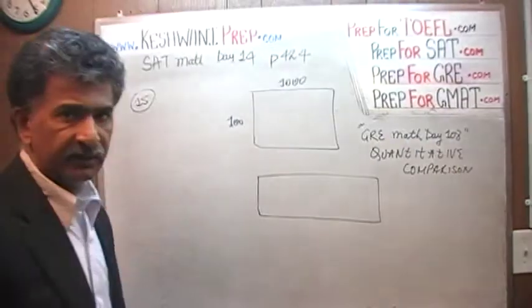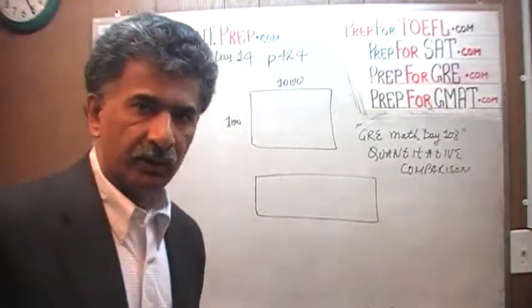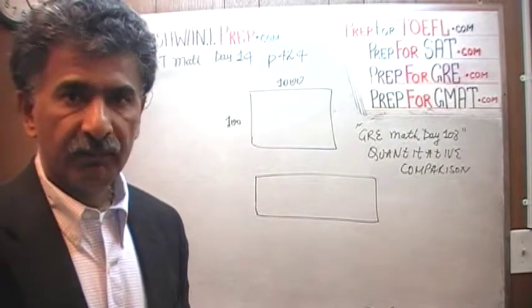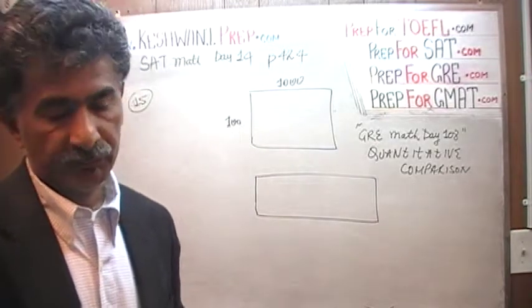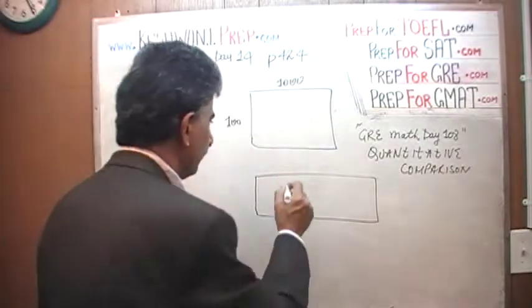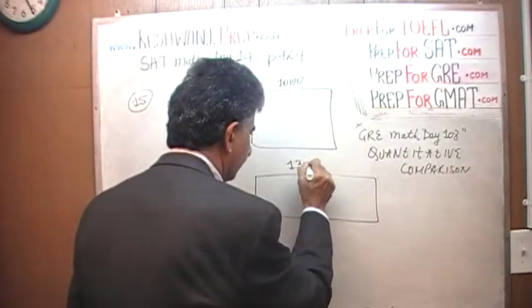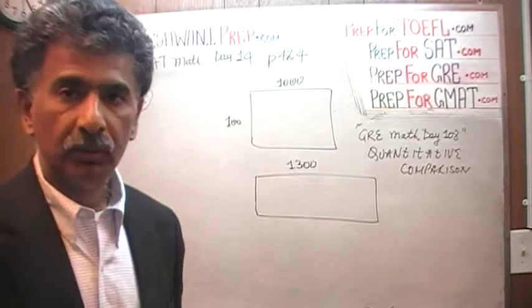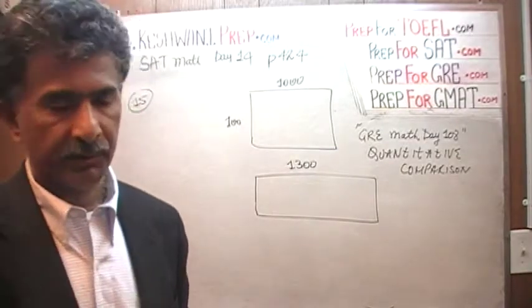what is 30% of 1000? 30% of 100 is 30, 30% of 1000 is 300, 10% of 1000 is 100, because it's 1/10 of 1000. Therefore it does not go up by 1300, it goes up to 1300, it goes up by 300.